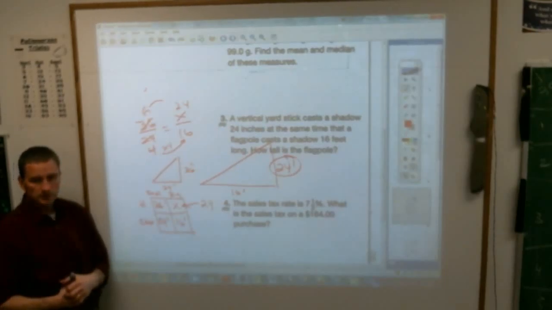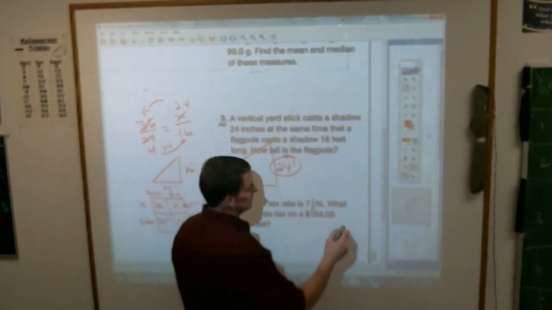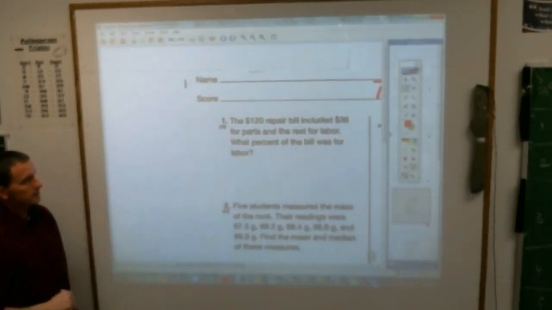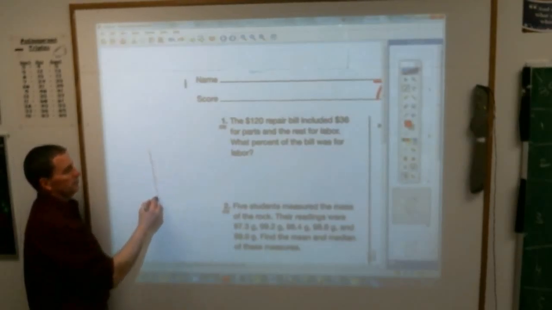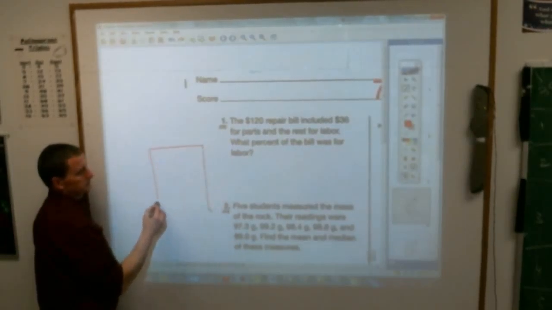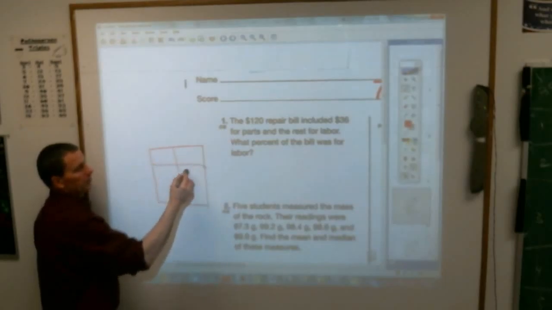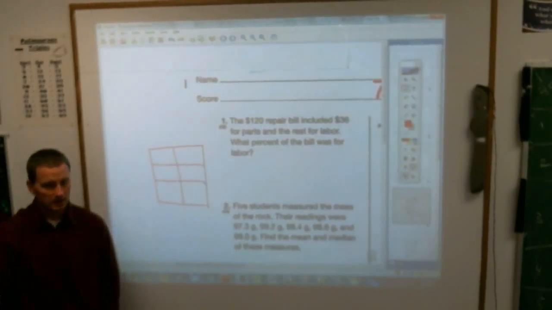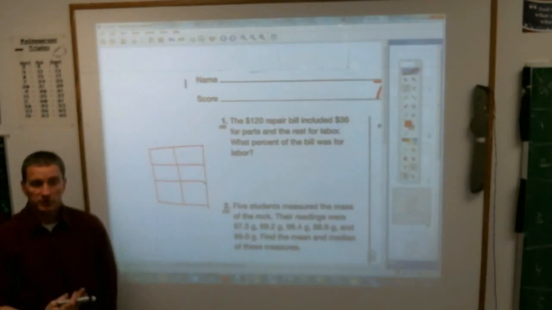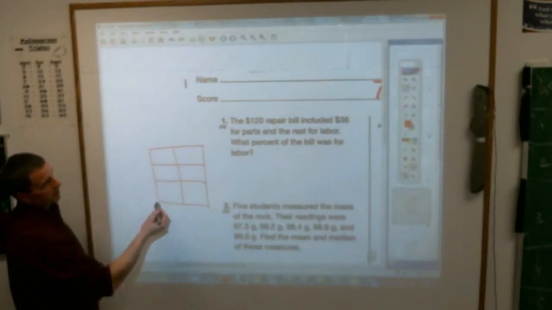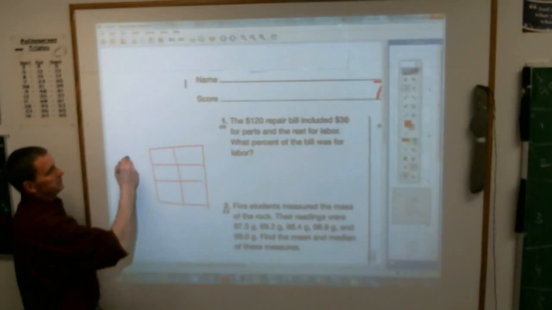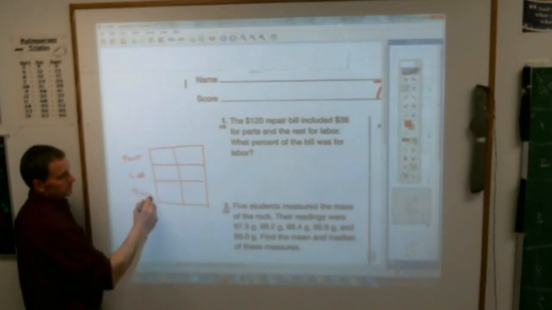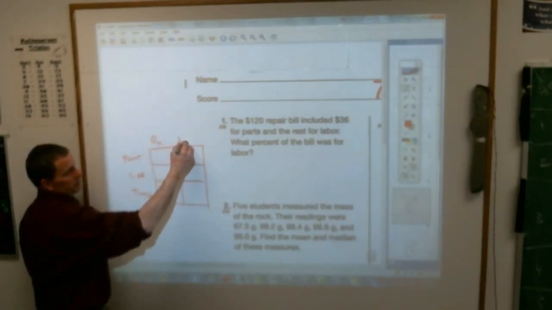Taylor? I think you're one. Number one, children. And number one, I definitely would do a percent box. And please know, problem number one is not an increase in percent. It doesn't say he charged this much or it was a sale or anything like that. It just says a bill was cut into two different parts. What was my parts? It was parts plus labor equals total. Here's my percent, and here's my actual.